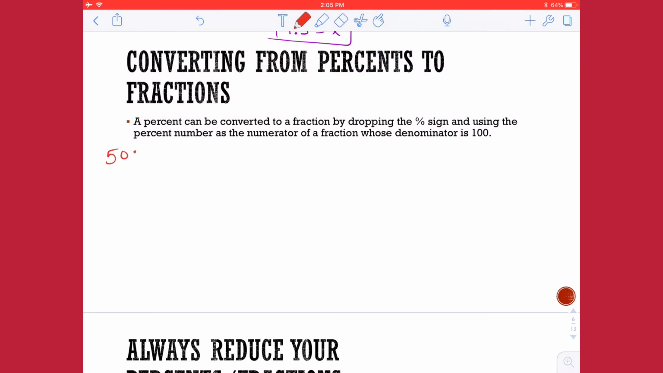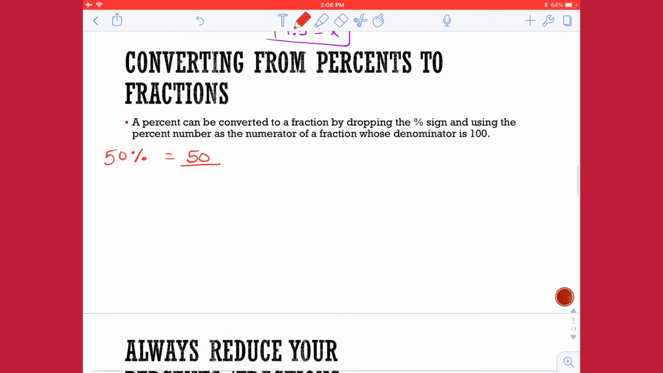So just to give you an idea, and I think this is probably pretty self-explanatory, let's say I'm dealing with 50%, right? If I want to convert it to a fraction, I'm going to drop my percent sign. So I'm looking at a 50, and the percent is telling me out of 100. So these are equivalent forms, and we've pretty much already talked about that.